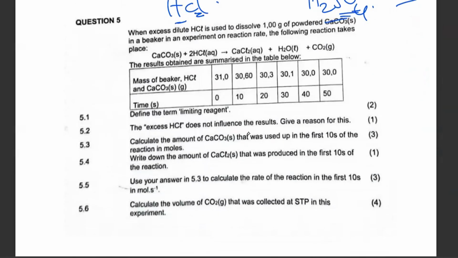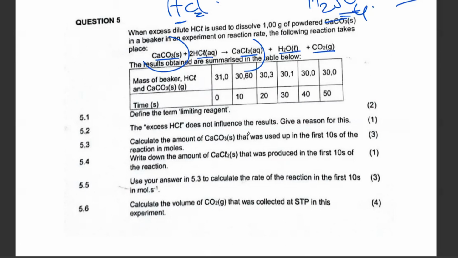Excess dilute hydrochloric acid is used with 100 grams of powder in a beaker, and in the experiment the reaction rate is followed. The following reaction takes place: calcium carbonate plus hydrochloric acid gives calcium chloride plus water plus carbon dioxide. Because this is a carbonate, it produces carbon dioxide and water and a salt, which is calcium chloride. Define what we call the limiting reagent.